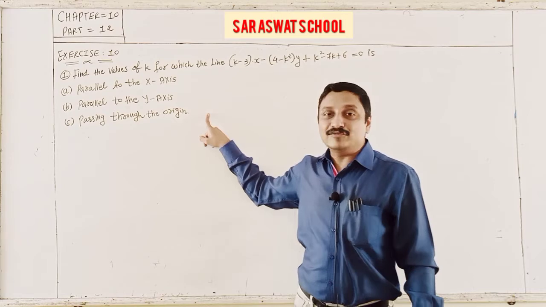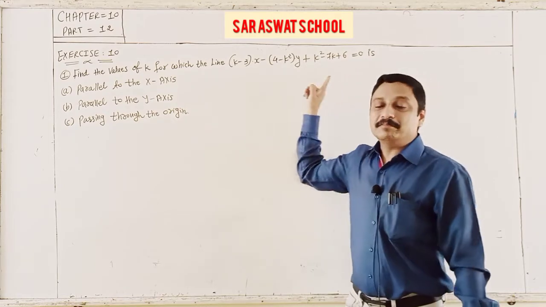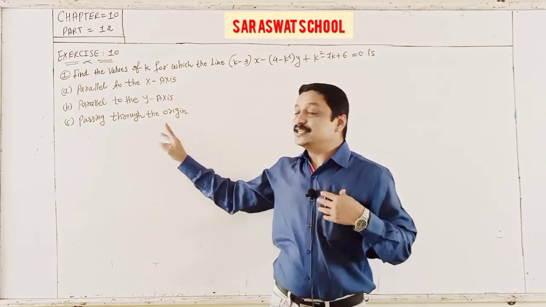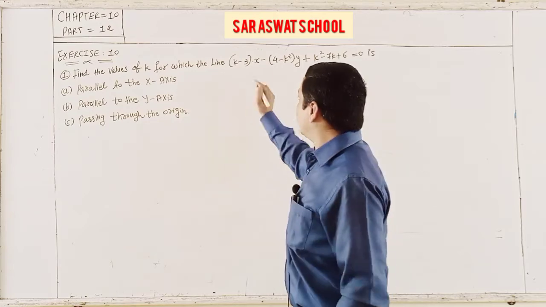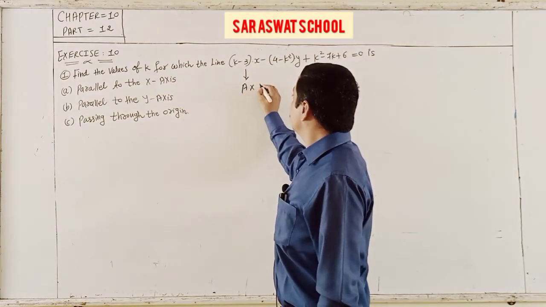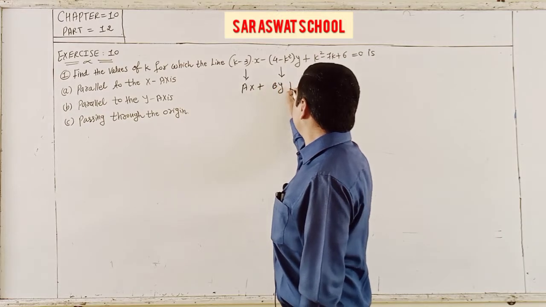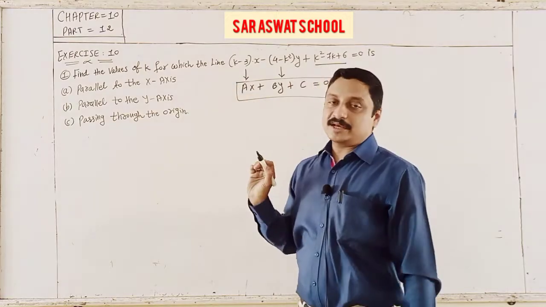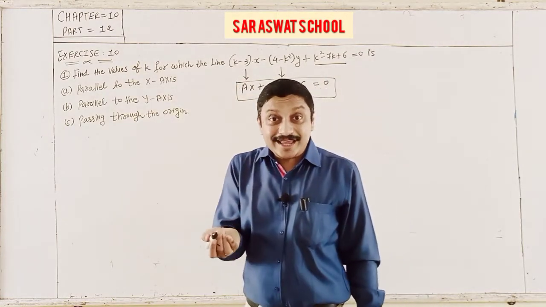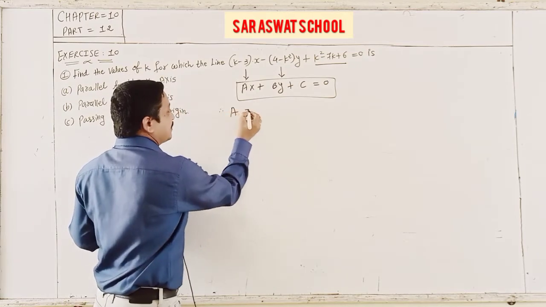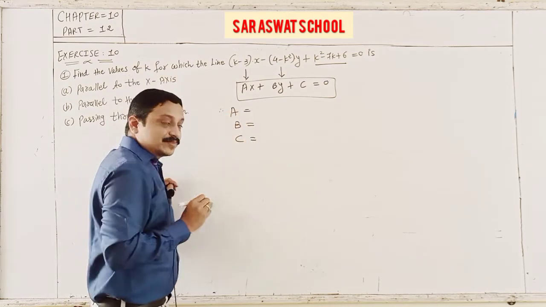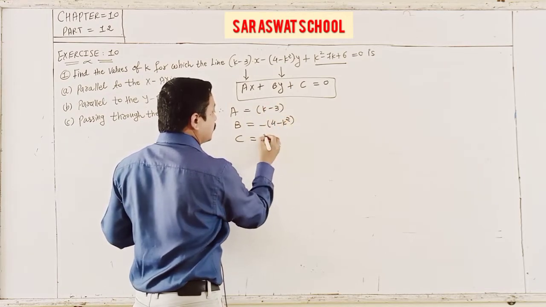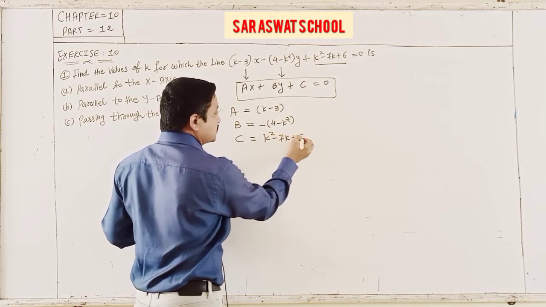Now first, find the value of k for the given lines: first parallel to the x-axis, second parallel to the y-axis, and third passing through the origin. So here you compare with ax plus by plus c. So what's your a? Yes, you can easily define b also and c also. A is k minus 3, b is minus 4 minus k square, and c is k square minus 7k plus 6.